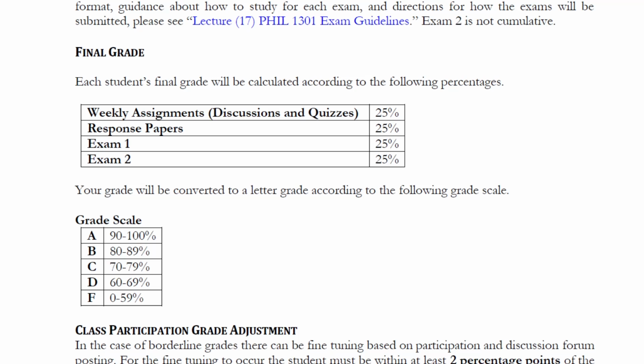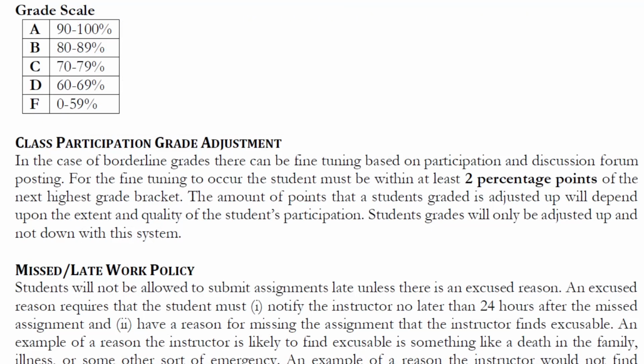Your grade will then be converted into a final letter based upon the grading scale that you see on your screen. A 90% and above would be an A, 80 to 89% is a B, etc. It may happen that at the end of the semester, you have a grade that is close to being in the next highest grade bracket. For example, suppose at the end of the semester you had an 88% or maybe a 79%. Would I consider bumping your grade up to an A or B respectively?